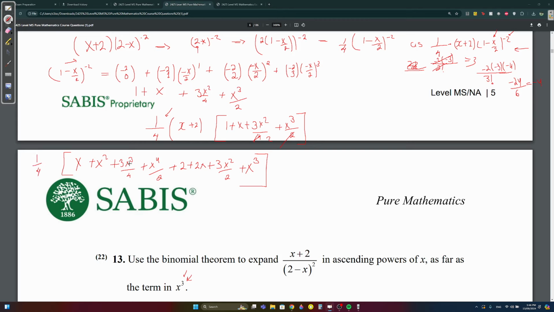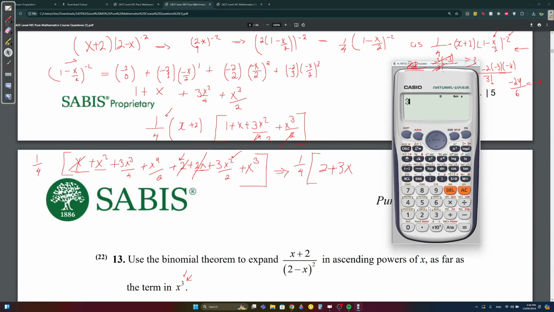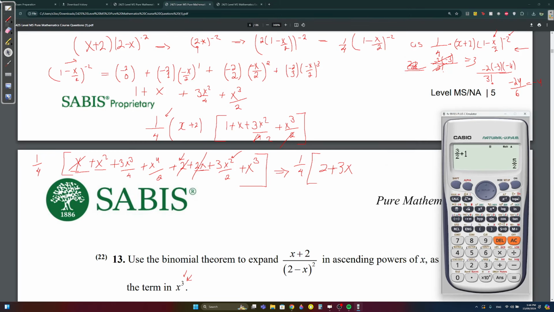Okay. To make things a bit easier, let's simplify. You can combine a few terms here. You're going to get 1 over 4 times, before we write x, let's write 2, right? Get rid of the constant term. Plus x plus 2x, it's going to be 3x. The squares, you have x squared plus 3x squared over 2. Instead of adding fractions, you can just go to your calculator, 3 over 2 plus 1, and your calculator will do it for you. You get 5 over 2. So 3x cubed over 4. This one with this one, you get plus 5 over 2 x squared.